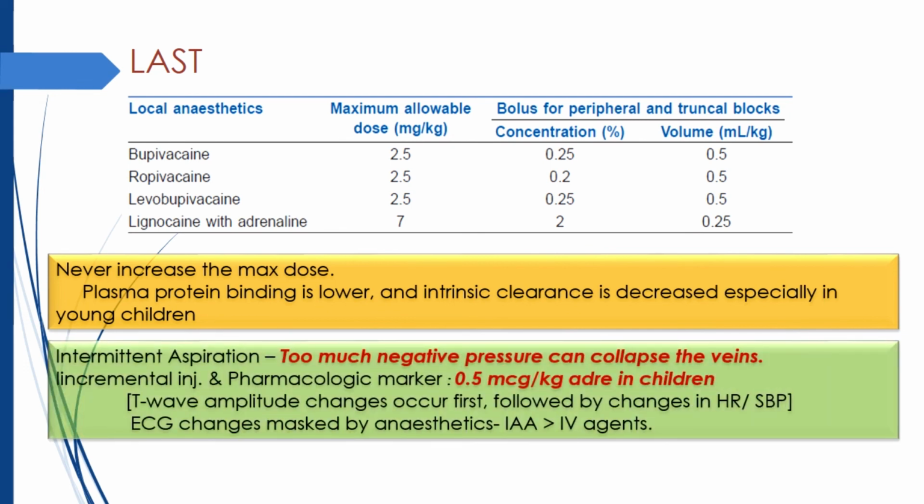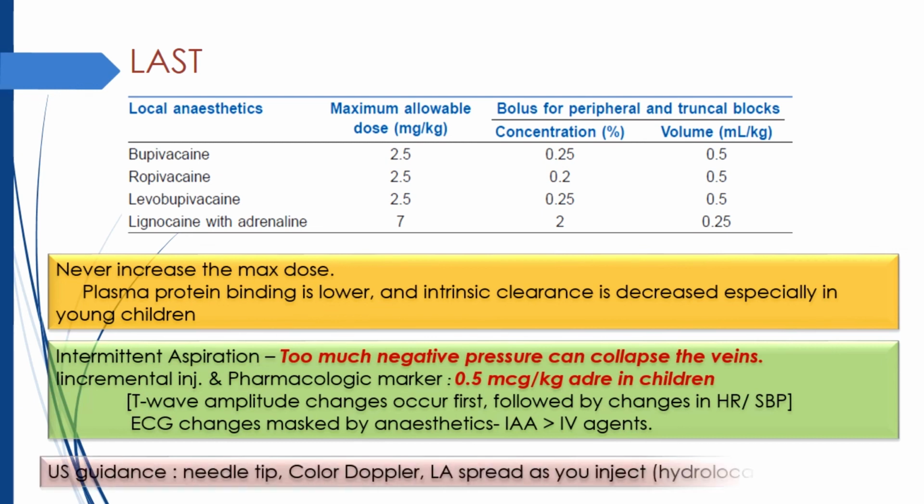While aspirating, avoid giving too much negative pressure, which can itself collapse the veins. Use the incremental injection technique, and we can use a pharmacological marker. In children, it is 0.5 micrograms per kg of adrenaline. So, T-wave changes are appreciated in children before changes in heart rate and blood pressure. But bear in mind that the ECG changes can be masked by anesthetics, with the inhalation anesthetic agents having more effect on masking these changes when compared to intravenous agents.